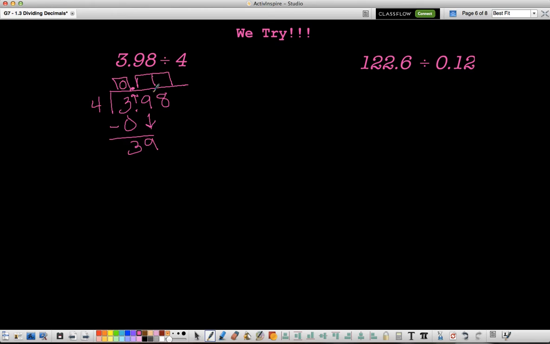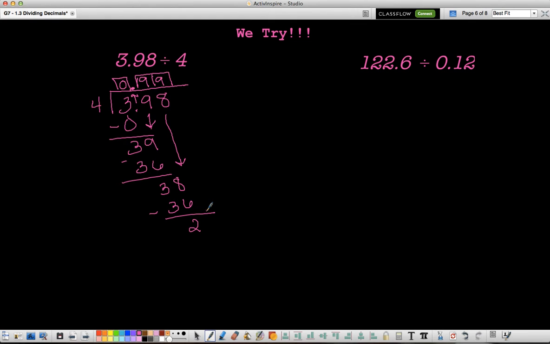4 goes into 39, 9 times. 9 times 4 is 36. So 39 minus 36 is 3 left over. Bring down the 8. 4 again goes into 38 9 times. And I subtract. Now I have 2 left over.